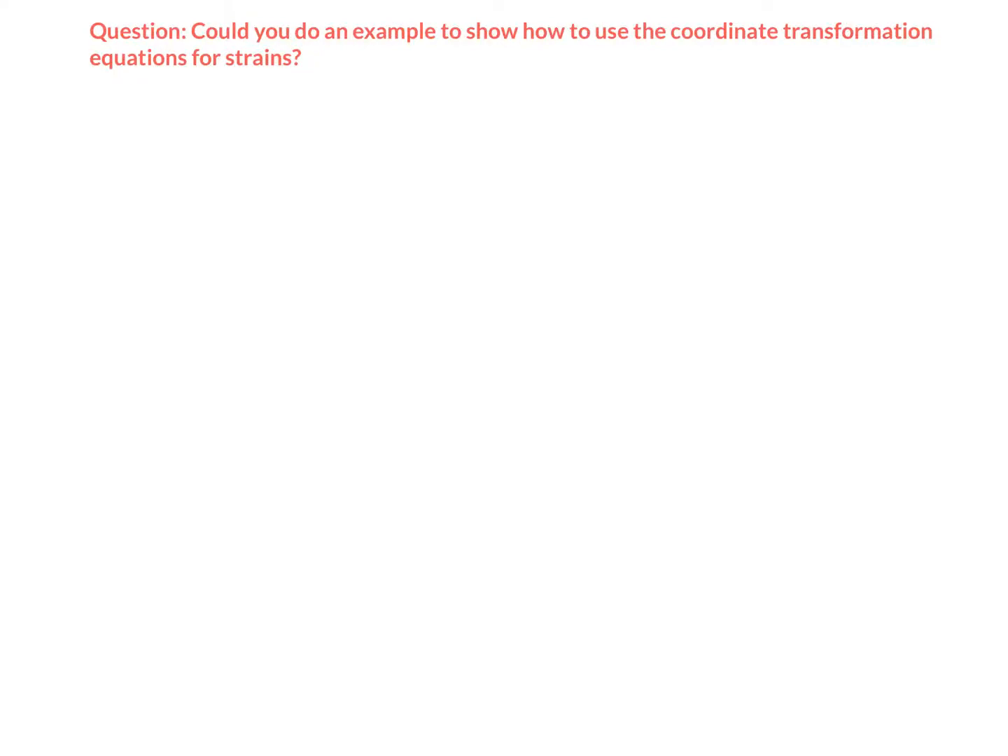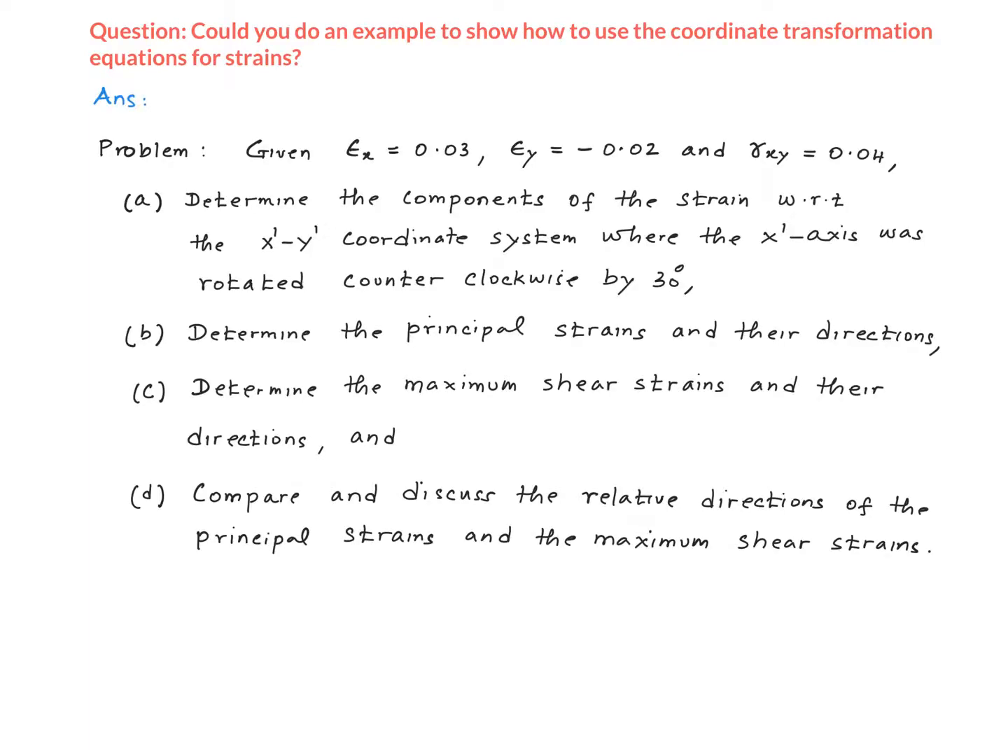The question is, could you do an example to show how to use the coordinate transformation equations for strains? Here's the problem that I have selected here. The components of the plane strain at a certain point with respect to a two-dimensional Cartesian coordinate system xy are these. Epsilon x is 0.03, epsilon y is minus 0.02, and gamma xy is 0.04.